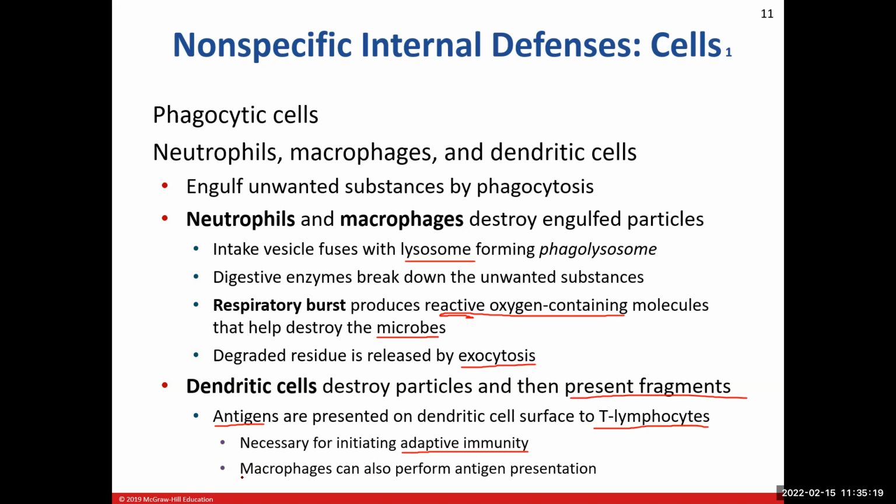Cool thing is macrophages do the same thing. They can also do it, right? And so we call this classification of cells, the dendritic cells, the macrophages, those are what we call antigen-presenting cells.